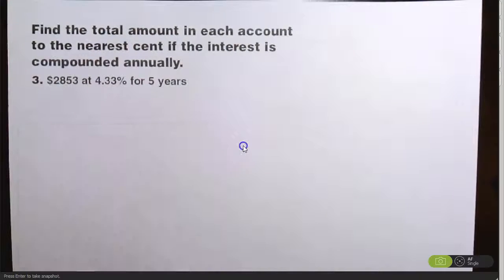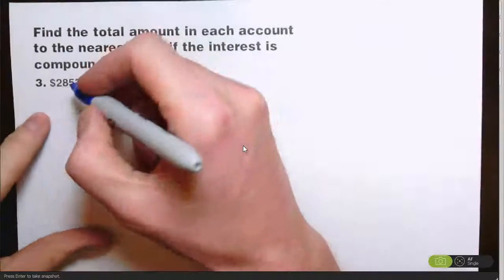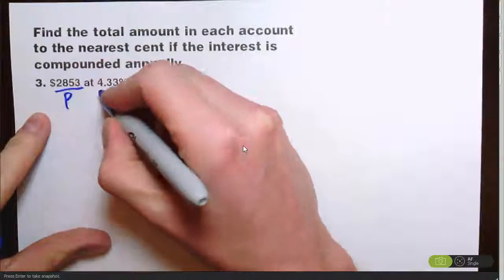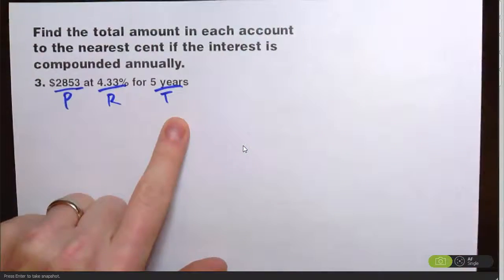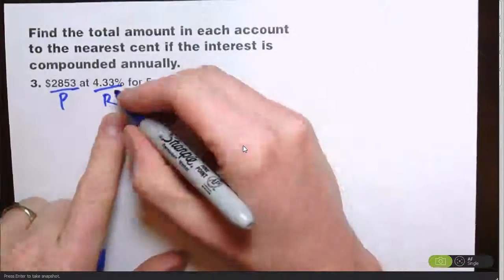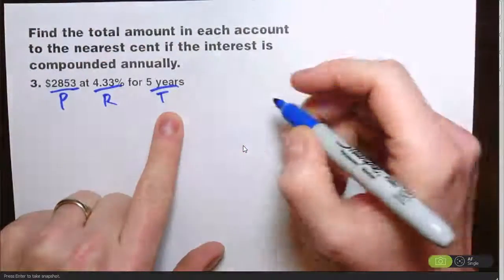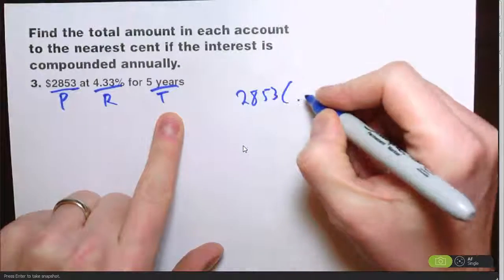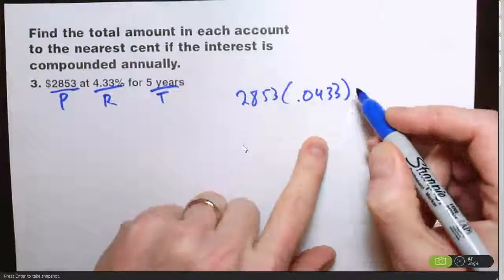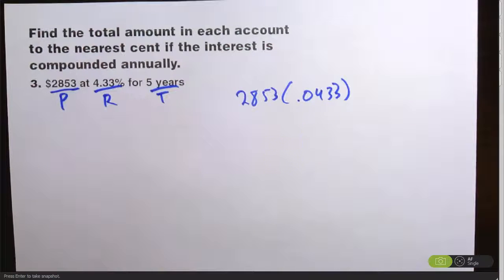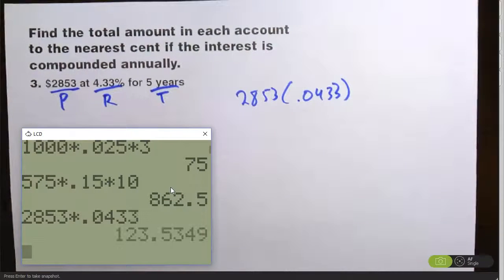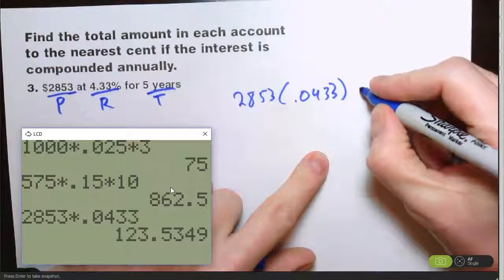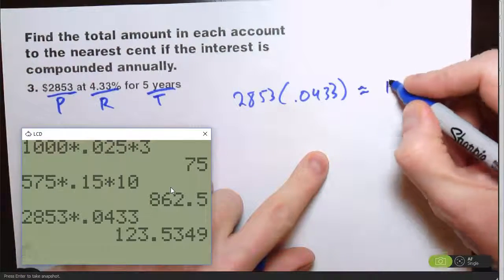What happens is, when you have this, this is your principal, this is your rate, this is your time. The idea still starts off the same. Find 4.33% of 2853. So 2853 times 0.0433. But we don't multiply it by a 5. So 2853 times 0.0433 is roughly $123.53.